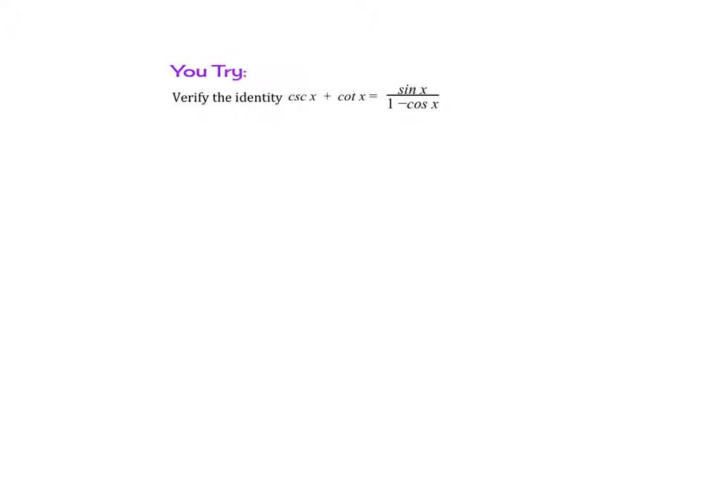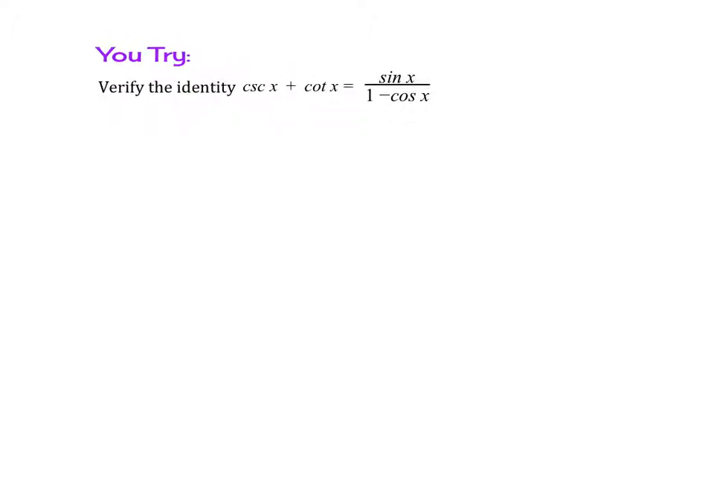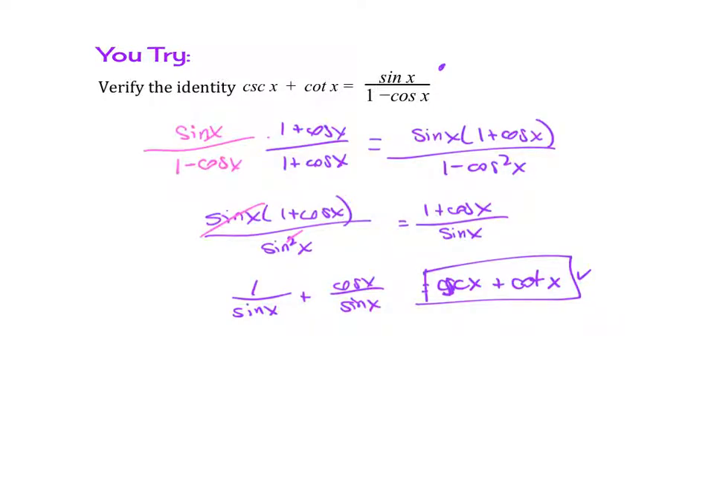So try this example. Verify the identity cosecant of x plus cotangent of x. And again, try working on this right side first. Okay, so it's very similar to the other one, so it was good to just be able to practice and try it on your own. So multiplying by the conjugate, you get sine of x times 1 plus cosine of x all over 1 minus cosine squared of x. 1 minus cosine squared of x changes to sine squared of x, and we can cancel the sine in the numerator and denominator. Then we could split up the fraction, and then convert everything to these.